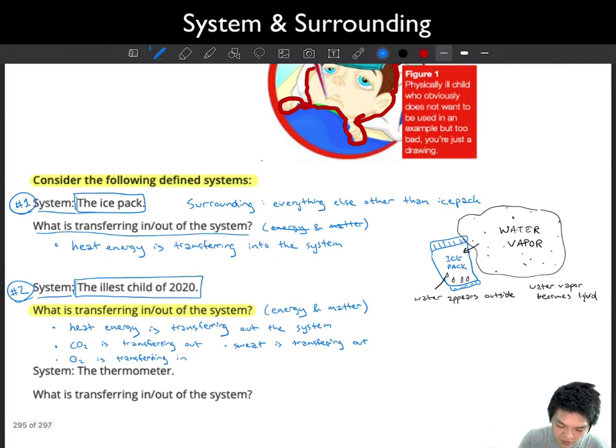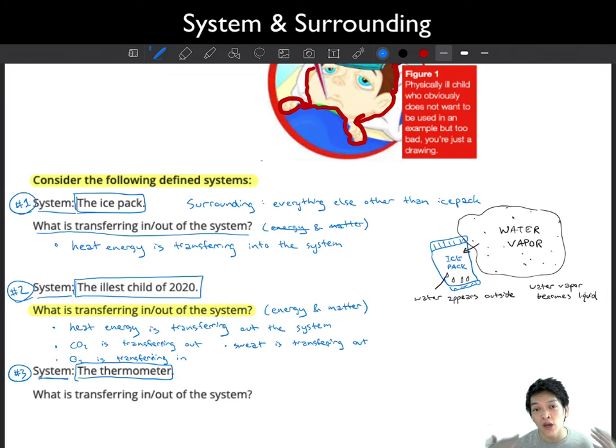What if the system was not the kid, not the ice pack, but the thermometer? What if the system was the thermometer instead? Well, the surroundings would be everything else other than the thermometer. And then we have the same question. What is transferring in and out of the system? Is there any energy and matter that's transferred in and out of the thermometer?